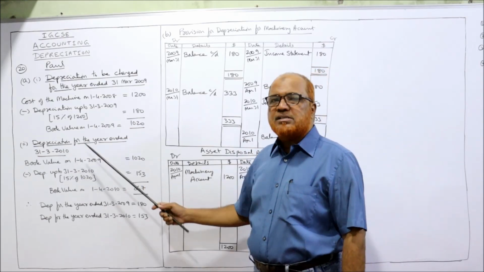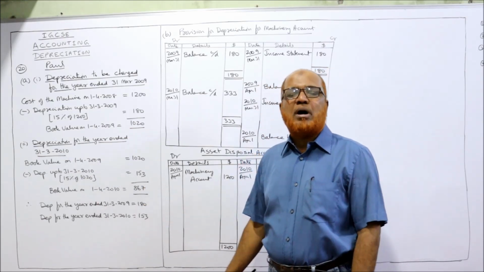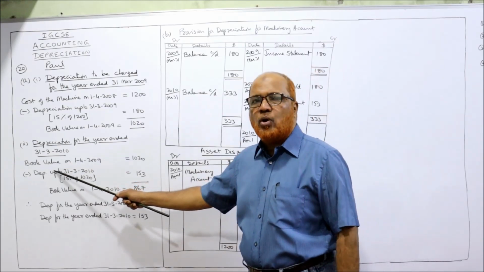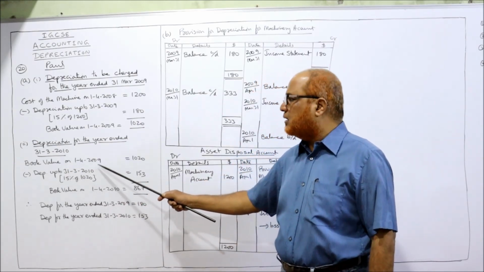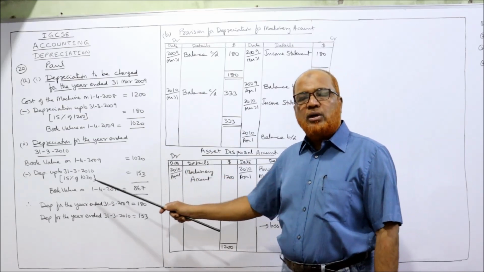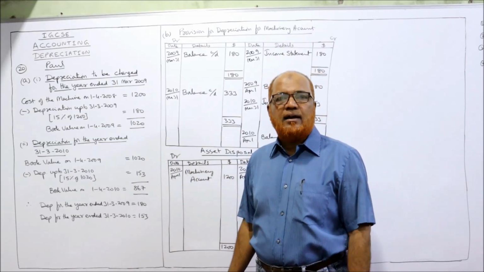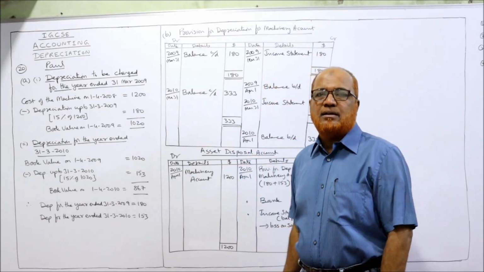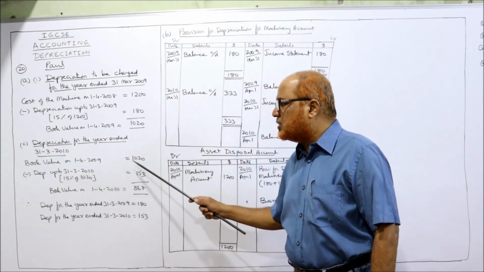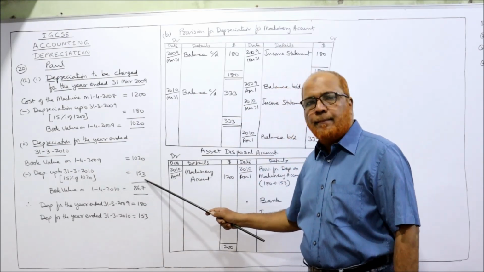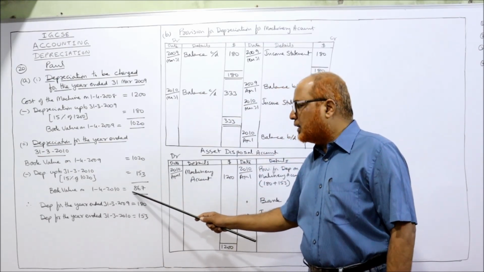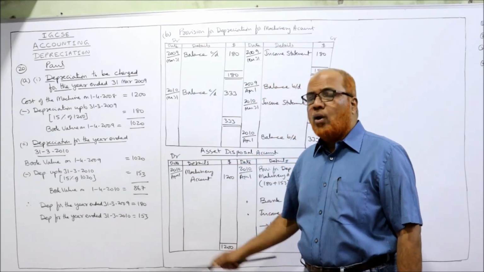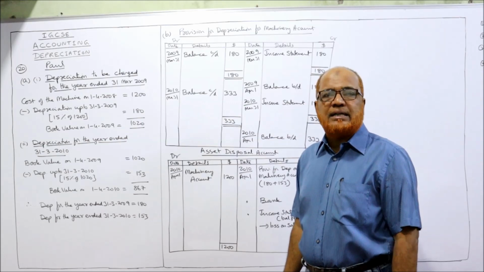Now we have to calculate depreciation for the year ended 31st March 2010. At the beginning of the year, what is the book value on 1st April 2009? It is 1020. Now depreciation for the second year, 15% on the reducing balance method. So 15% of 1020, you will get 153. Deduct 153, you will get 867. This is the book value or balance value on 1st April 2010.